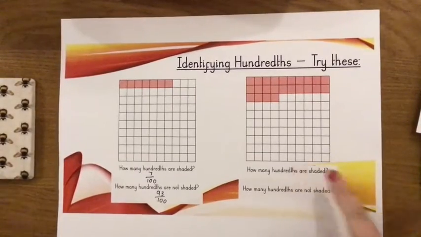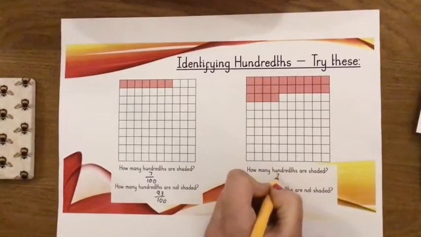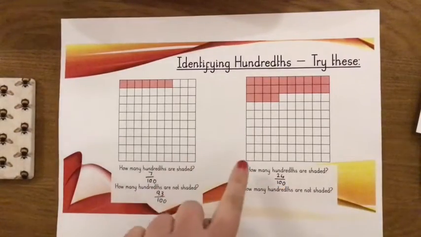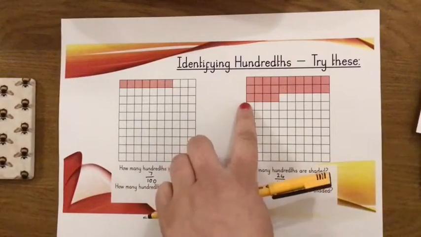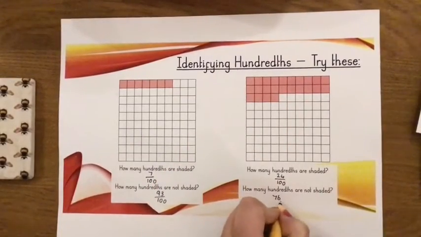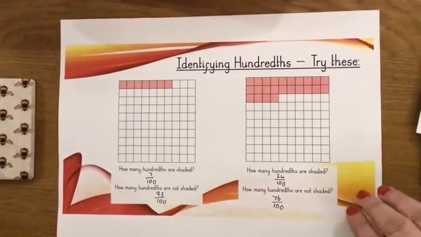Okay, let's have a look at this one then. How many hundredths are shaded? I can see there's 10, 24. 24 hundredths are shaded. So that must mean 10, 20, 30, 40, 50, 60, 70, 76 hundredths are not shaded. Okay, well done.